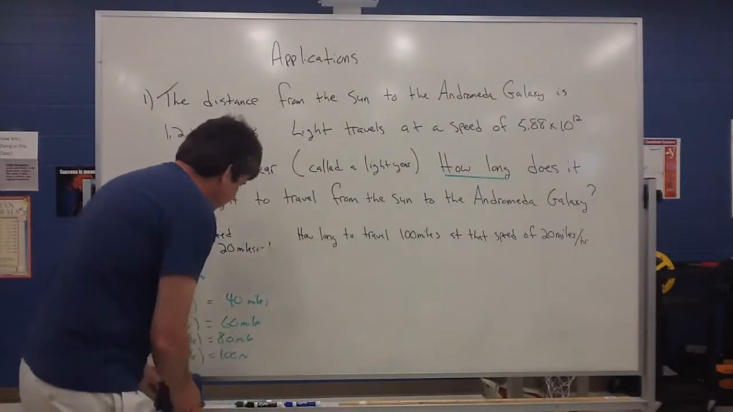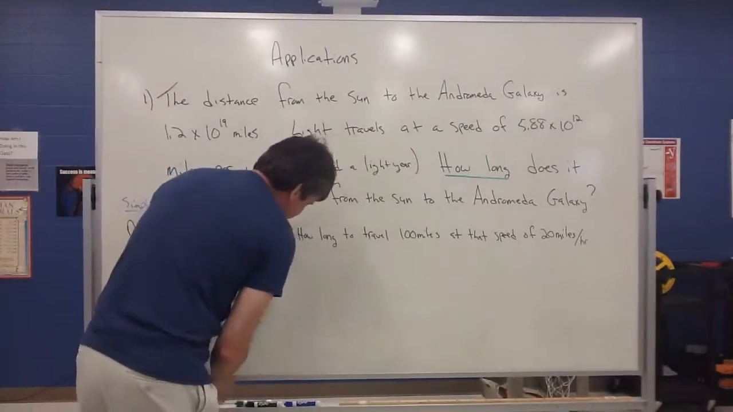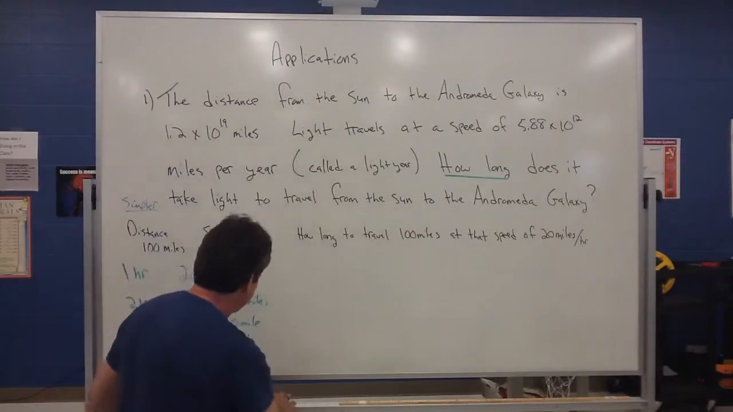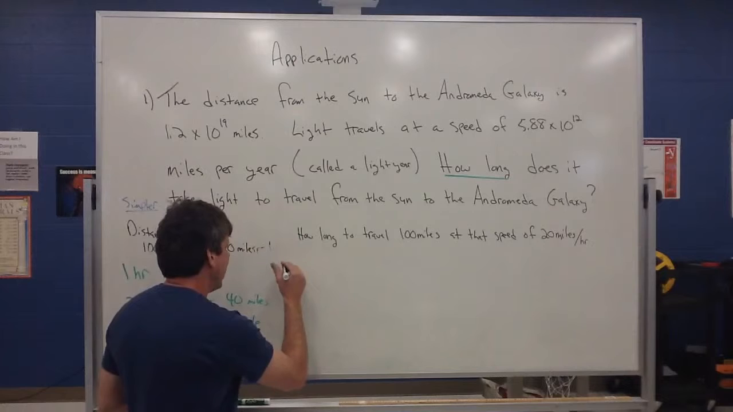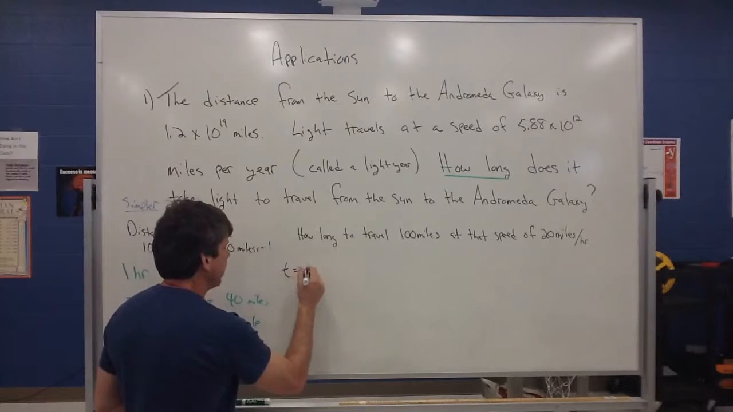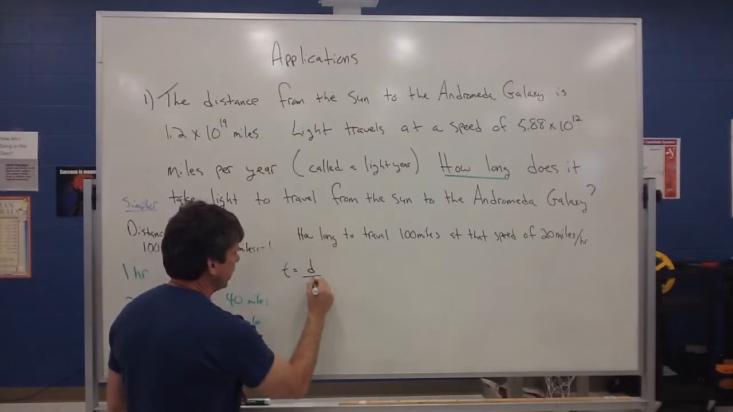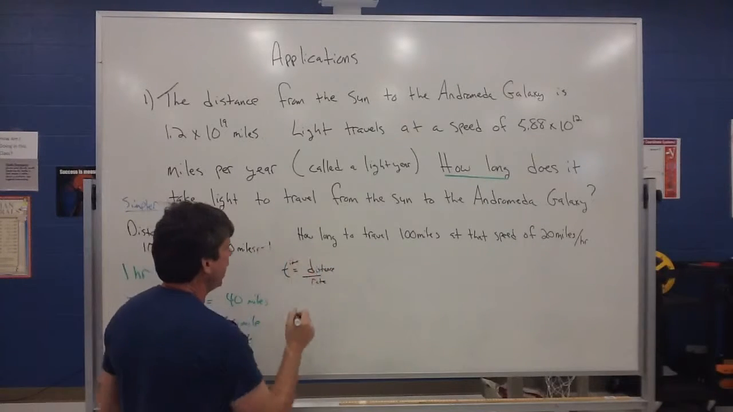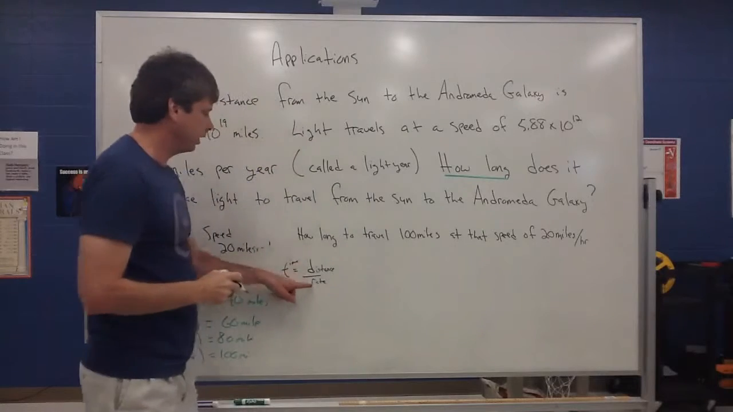So, by doing some simple math, looking at some stuff, I'm now picking up on that my time can be determined if I know the distance divided by the speed, or sometimes we call that the rate. A rate, a speed. So, time can be determined if I know the distance and the rate of speed.